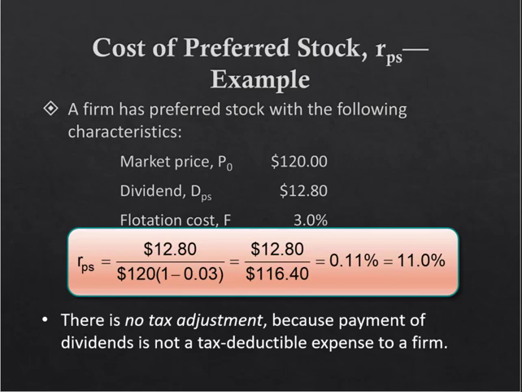There is no tax adjustment on preferred stock because payment of preferred dividends isn't tax deductible. While payment on debt is tax deductible, payment on preferred stock is not because it's a dividend.